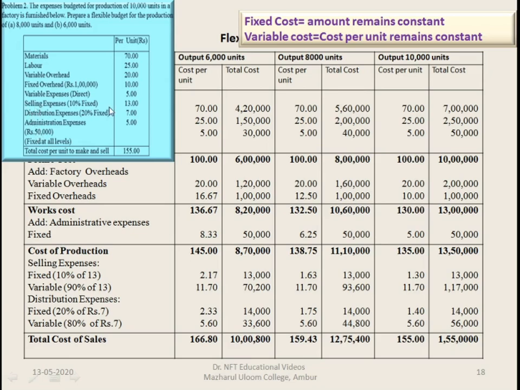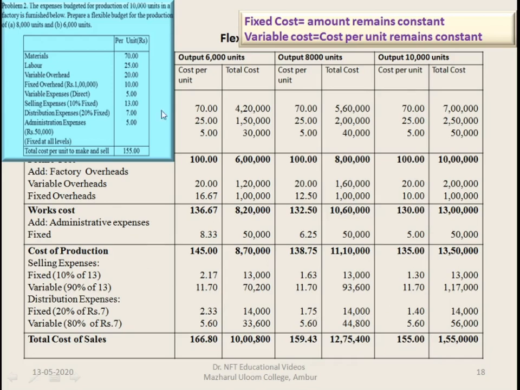Next one is you have selling expenses. Selling expenses 10% fixed is given, 13 rupees. So 10% fixed, so the balance 90 percentage will be variable. So first we will calculate the 10% fixed, 10 percentage of rupees 13.